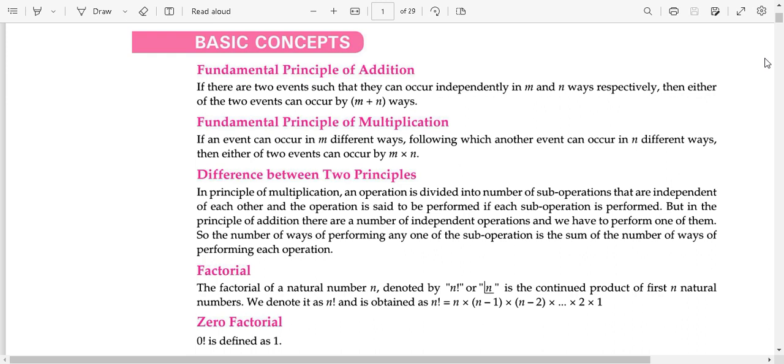Second, the fundamental principle of multiplication. If an event can occur in m different ways, following which another event can occur in n different ways, then the two events can occur in sequence in m × n ways.